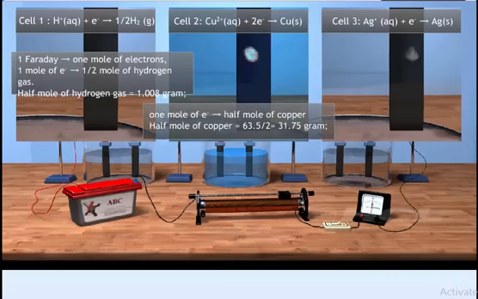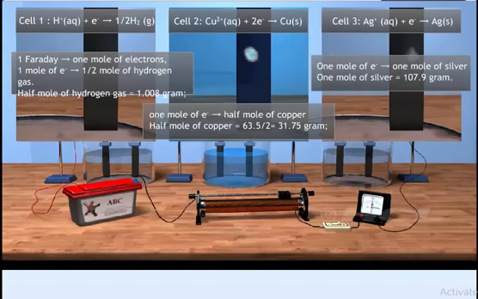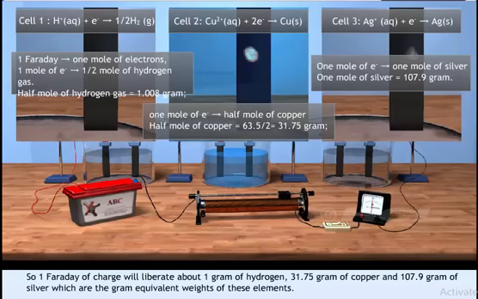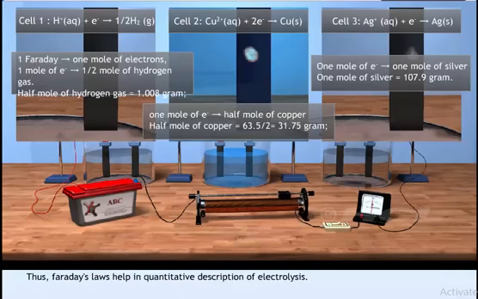1 mole of electron gives half mole of copper. Half mole of copper equals 63.5 by 2 equals 31.75 gram. 1 mole of electron gives 1 mole of silver. 1 mole of silver equals 107.9 grams. So, 1 Faraday of charge will liberate about 1 gram of hydrogen, 31.75 gram of copper, and 107.9 gram of silver, which are the gram equivalent weights of these elements. Thus, Faraday's laws help in quantitative description of electrolysis.